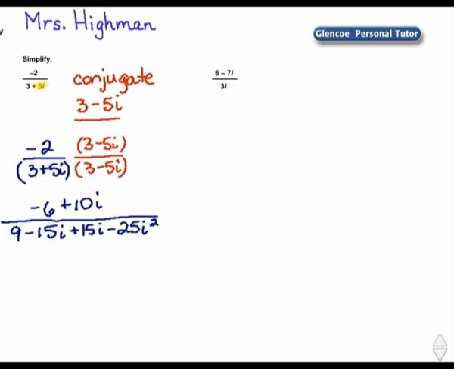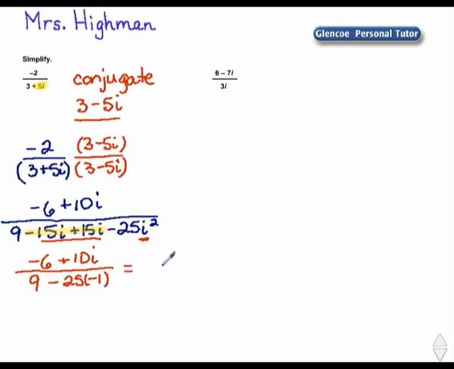So now we notice in the denominator we have a -15i and a positive 15i, and so that's going to cancel each other out. That equals 0. So now in our numerator we have -6 plus 10i, and in the denominator we have 9. This now is 0. We have minus 25i squared. Well, i squared is equal to -1. So we have really minus 25 times -1.